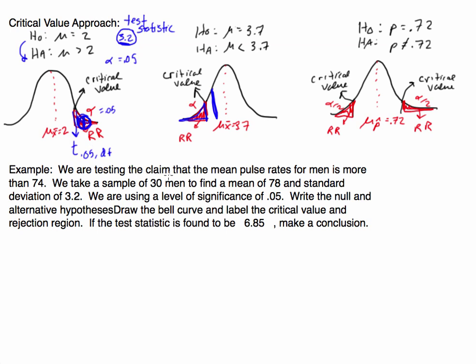We are testing the claim that the mean pulse rate for men is more than 74. We take a sample of 30 men and find a mean of 78 and a standard deviation of 3.2. We're going to use a level of significance of 0.05. Let's first write the null and alternative hypotheses. We're going to draw the bell curve and then make a conclusion since we already know the test statistic.